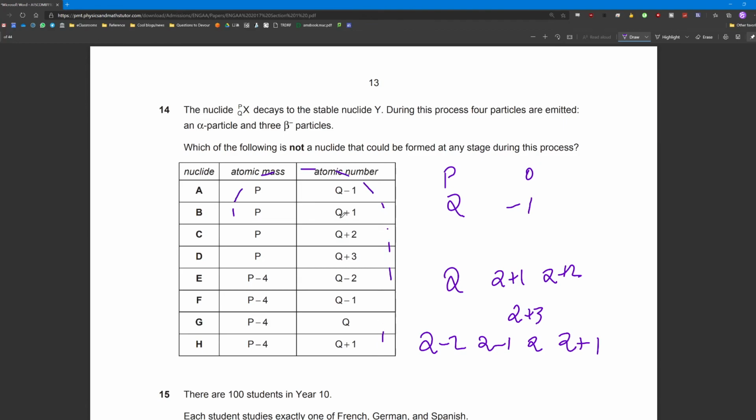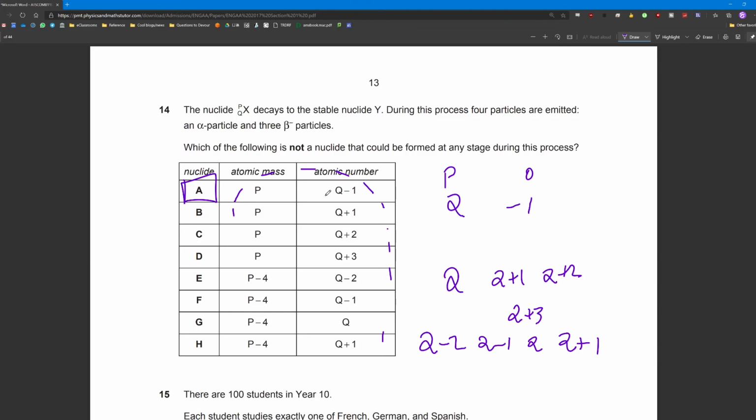Oh, yeah, it's A, because if no alpha decay has been undergone, then the atomic number can only possibly go up because of the beta decays. But in this example, it's gone down, which is impossible because beta decays involve a neutron turning into a proton. You can only gain extra protons. And so this is why A is correct. P remains the same because no alpha decay has taken place. That's what you can tell about this question 14.